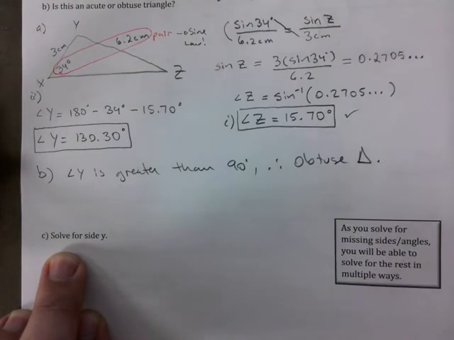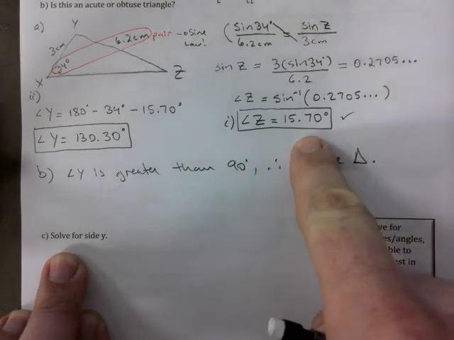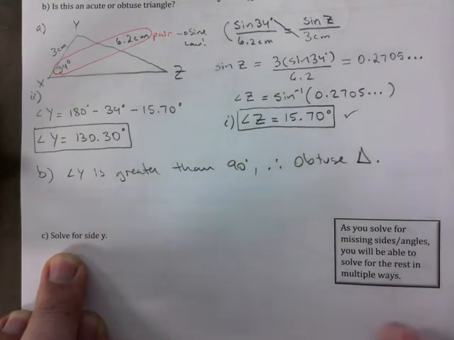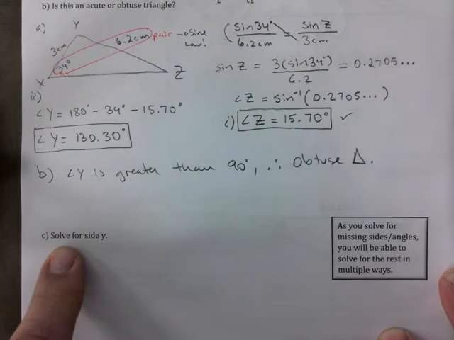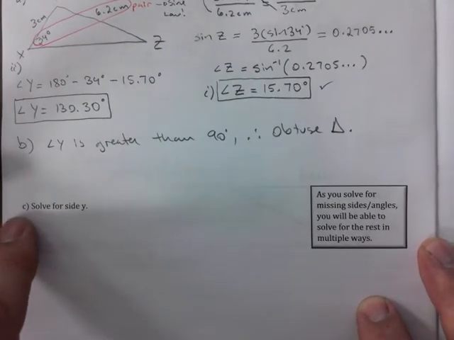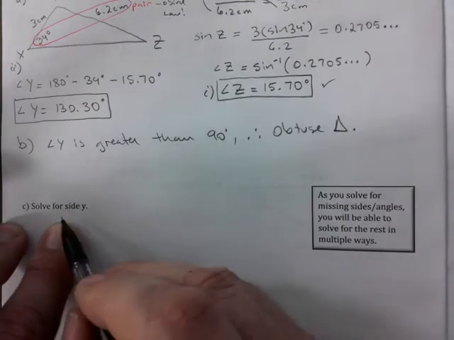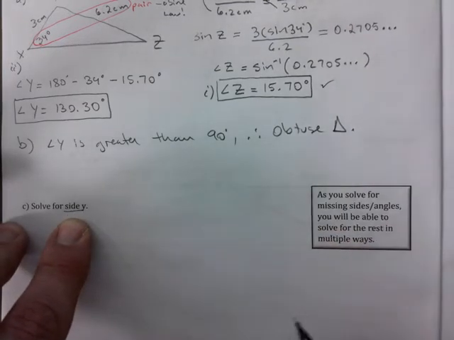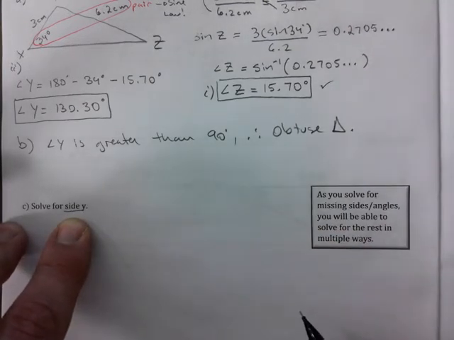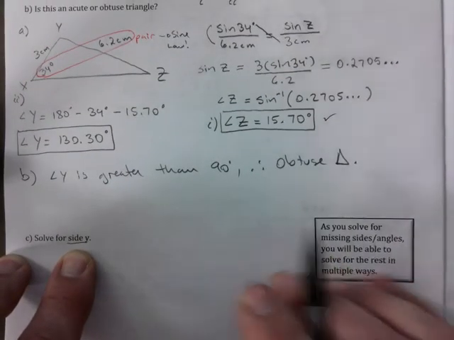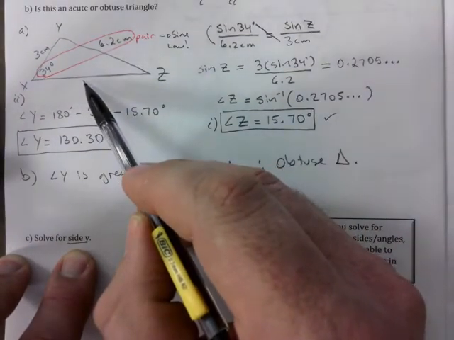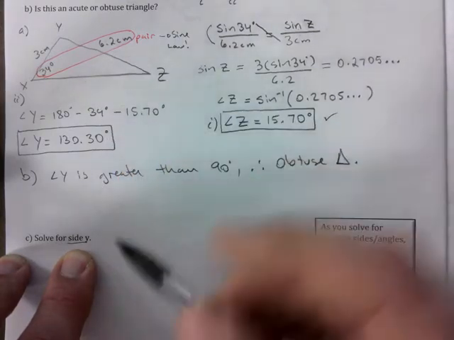So sine law, now you know how to do both things. You know how to find an angle, but you also know how to find a side length. Okay. Let's keep going a little bit here. Solve for side Y. Right? It's asking you to solve for side Y. So it's asking for this side right here. And watch what I'm going to do.